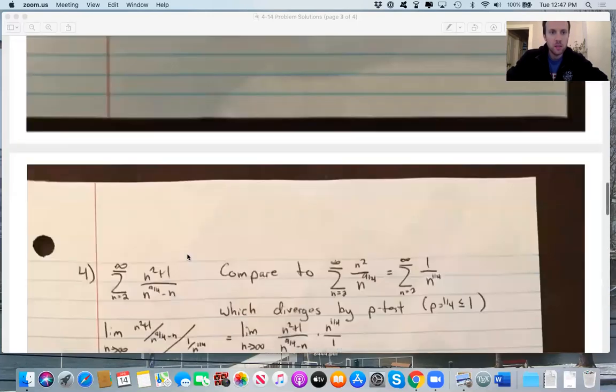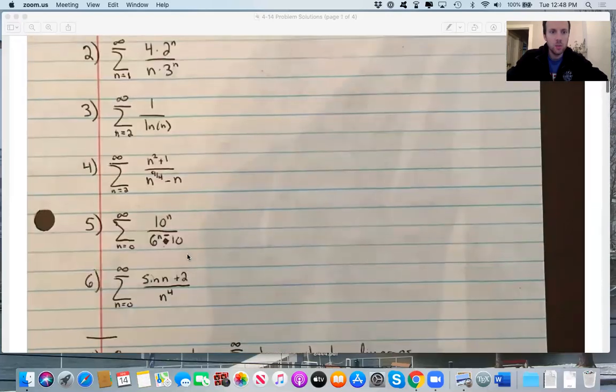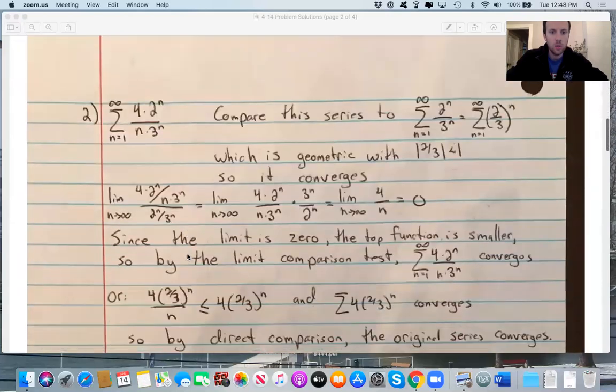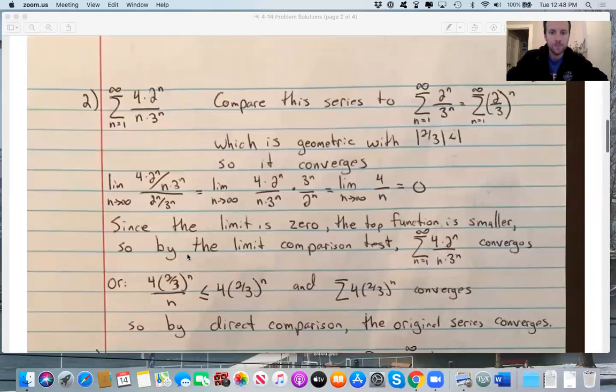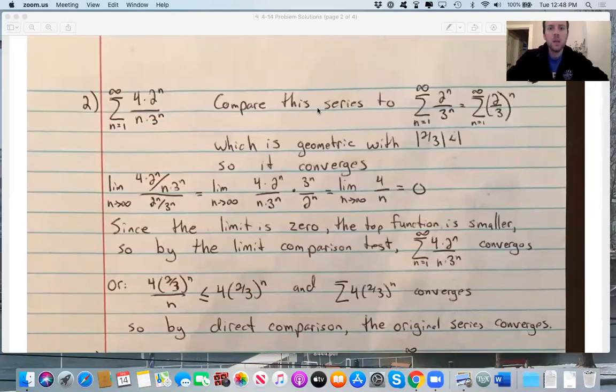Let me jump back to number 2 here. So in number 2, we're trying to do a comparison. The idea is, what are sort of the big parts? In this series we're looking at, what are the really main terms as far as how big this sequence gets?